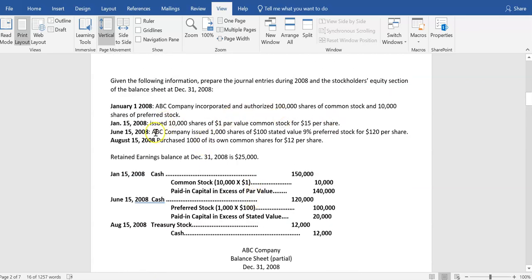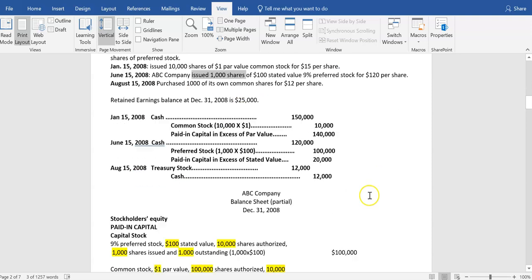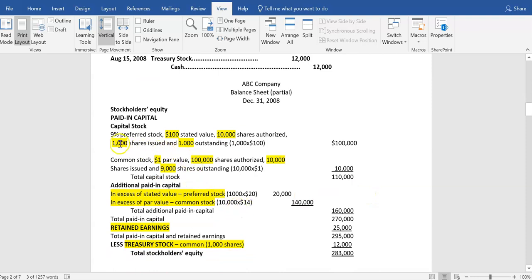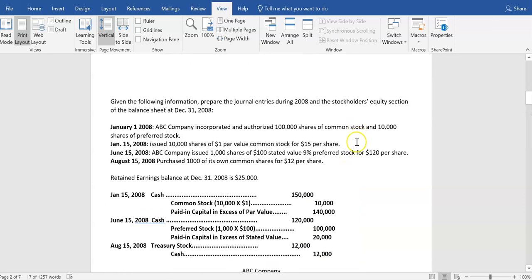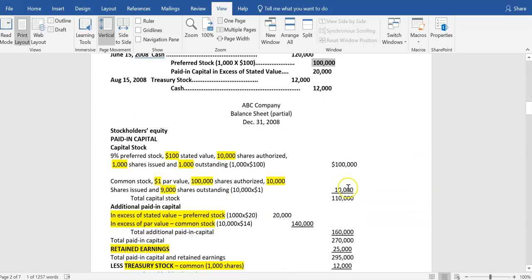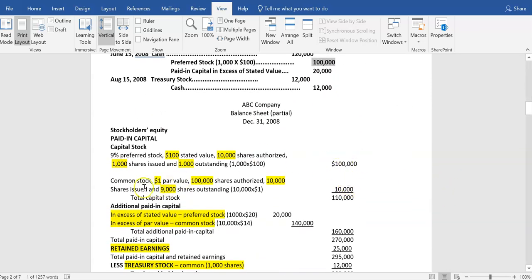I mean that the company issued 1,000 shares back on June 15th, so that's the number that have actually been issued, and all 1,000 are still outstanding. That means that all of the issued shares are still held outside the corporation by investors. The total par value of the preferred stock is $100,000. That's the amount that was recorded in there.